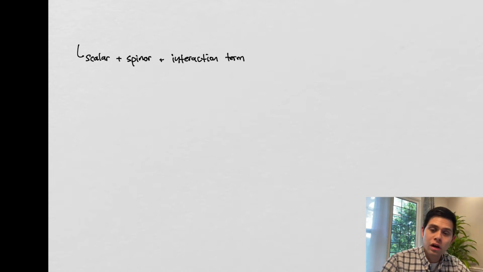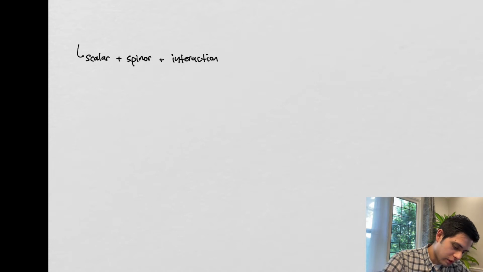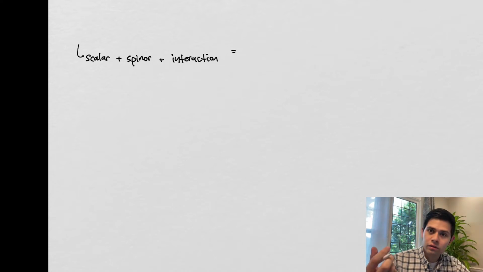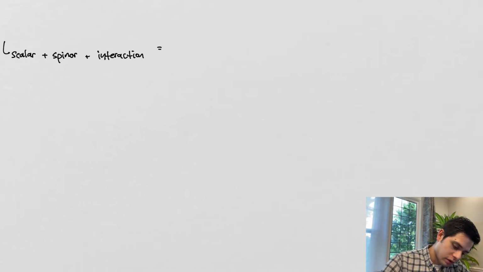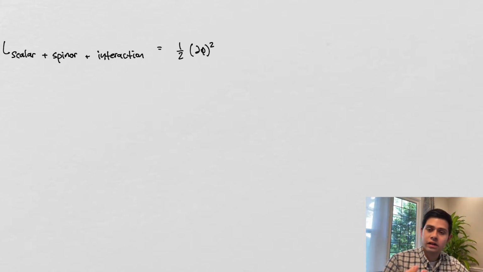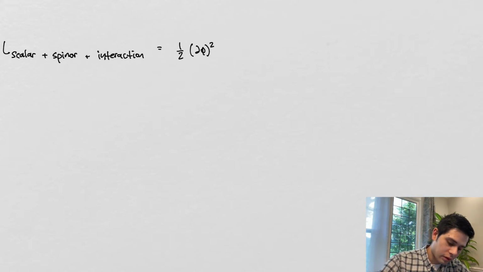And then we're going to have this interaction term. This is going to be the Yukawa interaction term. So I'll just put interaction. And what this looks like is the scalar Lagrangian. So this is going to be 1/2 (d phi) squared. It's the same thing as d mu phi d mu phi. Then we're going to do minus m squared over 2.